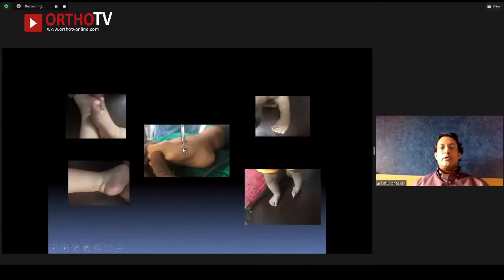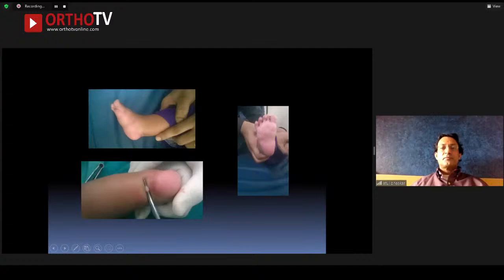So this is how I would do it. I do a percutaneous abductor hallucis tenotomy, and then we correct the forefoot supination, and then re-brace them. These children typically stand like this, so we have to cut this tendon. I'm not saying this is the only cause, but it helps to decrease the adduction.